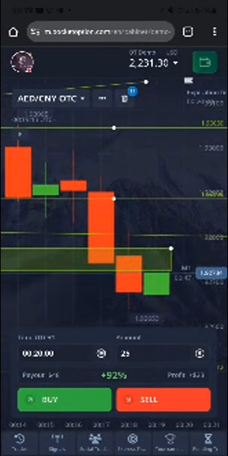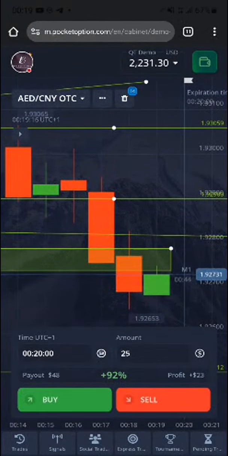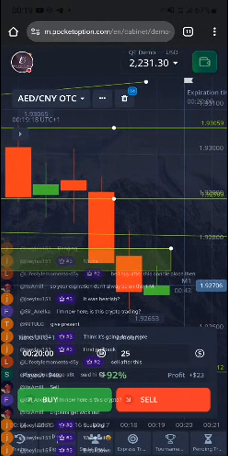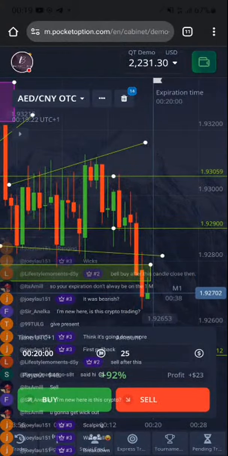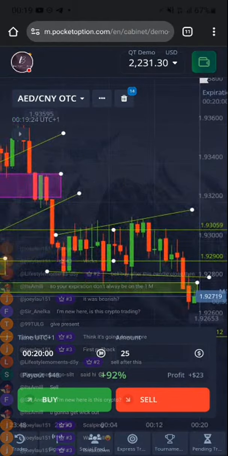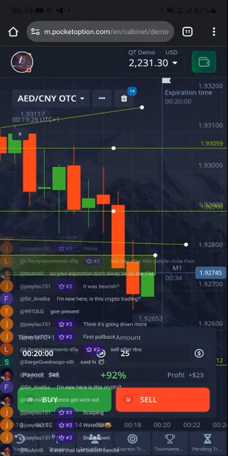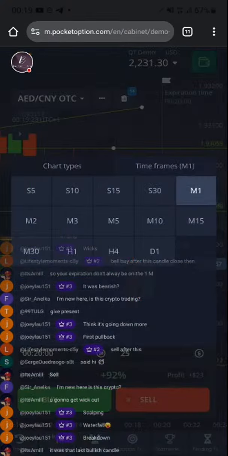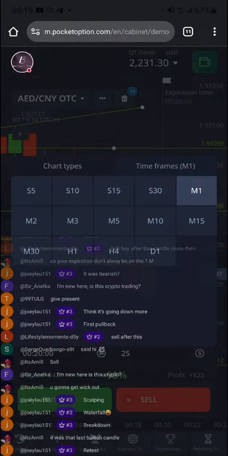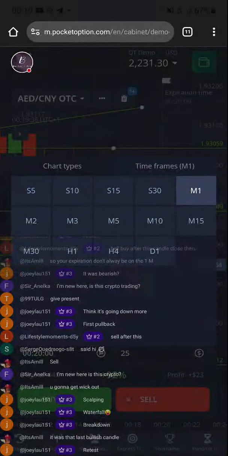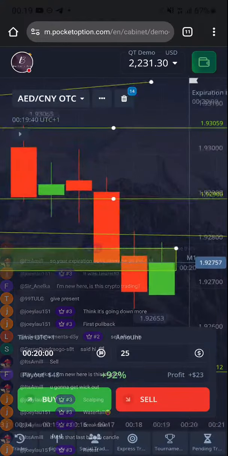But we will need a very good entry to go with the buyers now. It's a breakout, yes, but they are going to have a retest. They are going to have a retest, so we can trade the retest now. Yeah, it was the last bullish candle. You're very correct. Yes, they're going to have a retest.